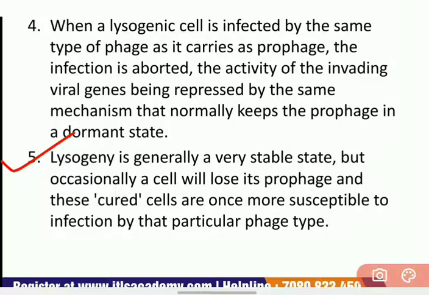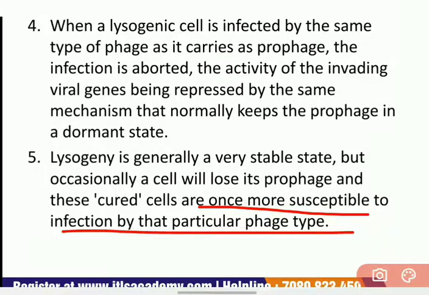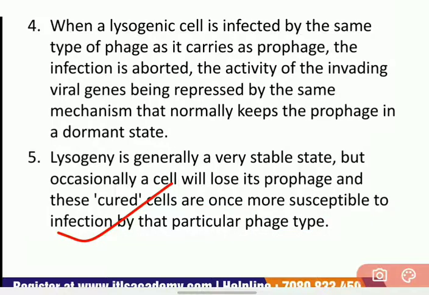Fifth point is lysogeny is generally a very stable state, but occasionally a cell will lose its prophage and these cured cells are once more susceptible to infection by that particular phage type. After the lysogeny phase is over in a particular bacterium, that bacterium will once more be susceptible to infection by that particular phage type.